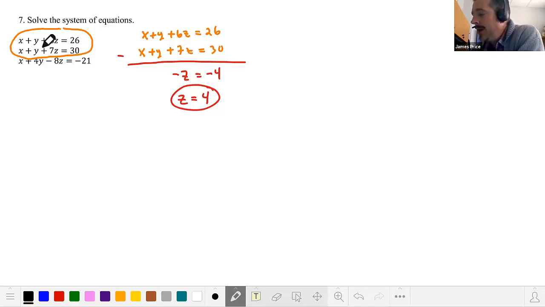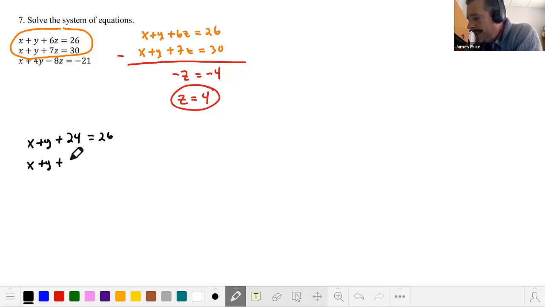What I can do is plug it back into these equations. And so wherever I see a z, I'm going to put a 4. So I have x plus y plus 6 times 4. And let's just write that as 24. So 6 times 4 is 24, is equal to 26. And I can plug it into the second one too, but you'll see that you're actually going to get something out that's the same. But 7 times 4 is 28, which is equal to 30.